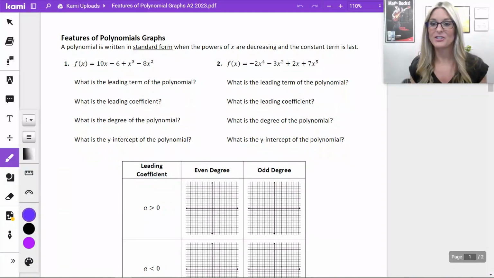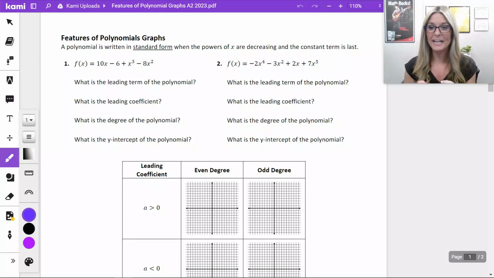Today we're going to look at features of polynomial graphs. So we have been reviewing quadratics and their graphs, and they are a type of polynomial, but now we're going to talk about what if it's more than just a quadratic? What if it's a cubic, quartic, quintic polynomial?